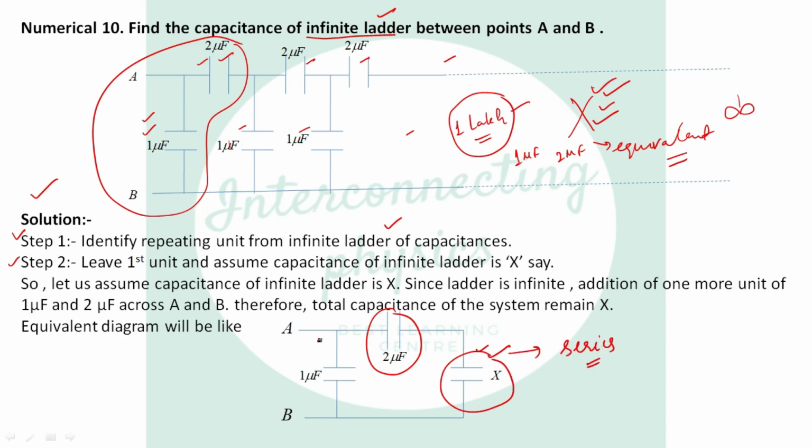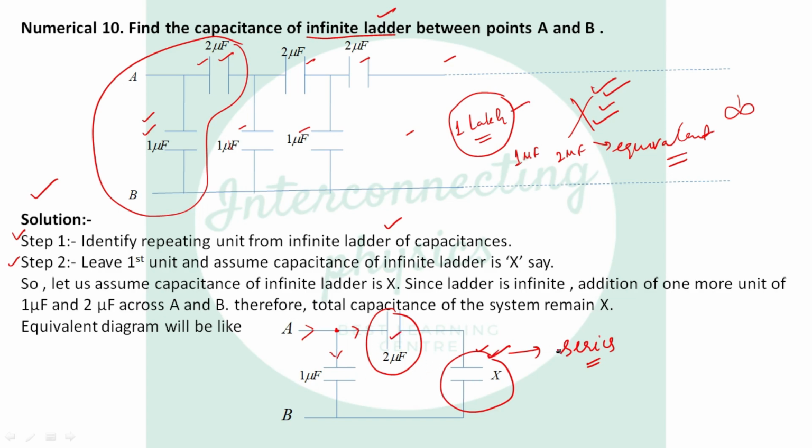How? Because let us say some charge starts moving from here. So here there will be two directions. Some charge will go here, some charge will go here. So here the same charge will flow. Here the same charge will flow. Okay. So these 2 microfarad and X are in series.